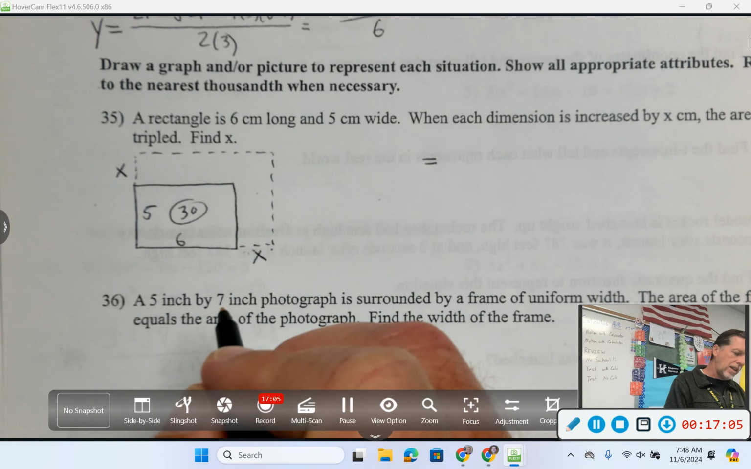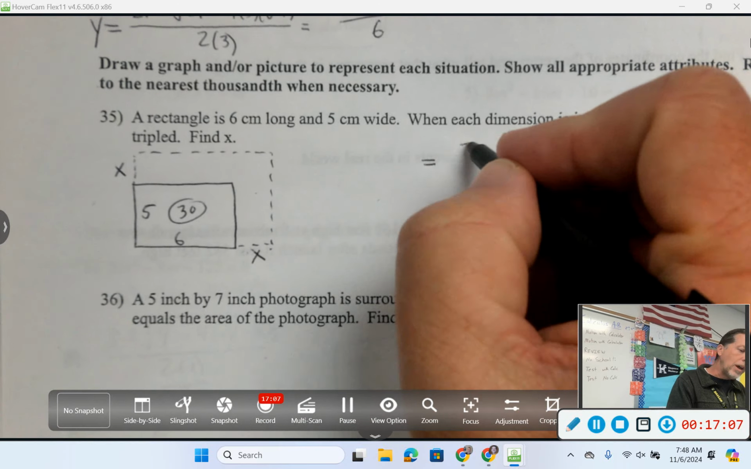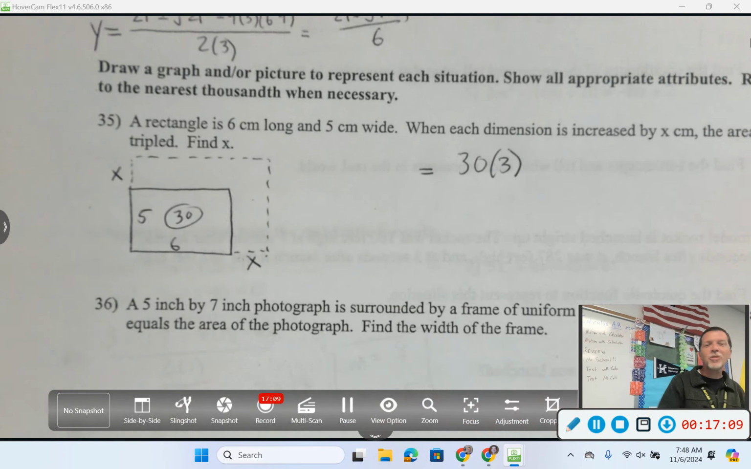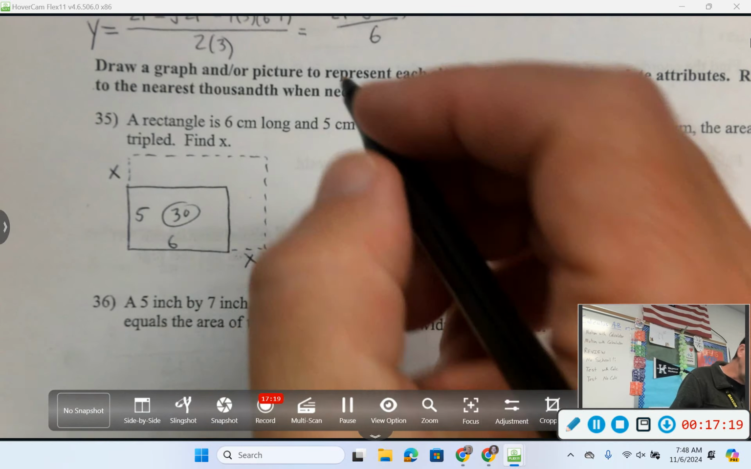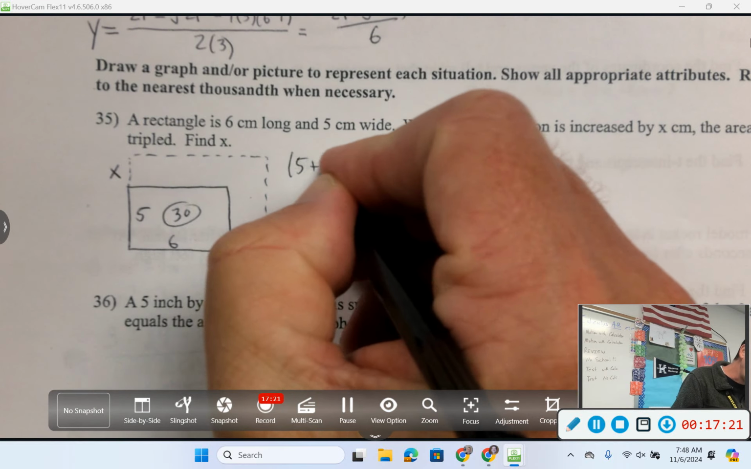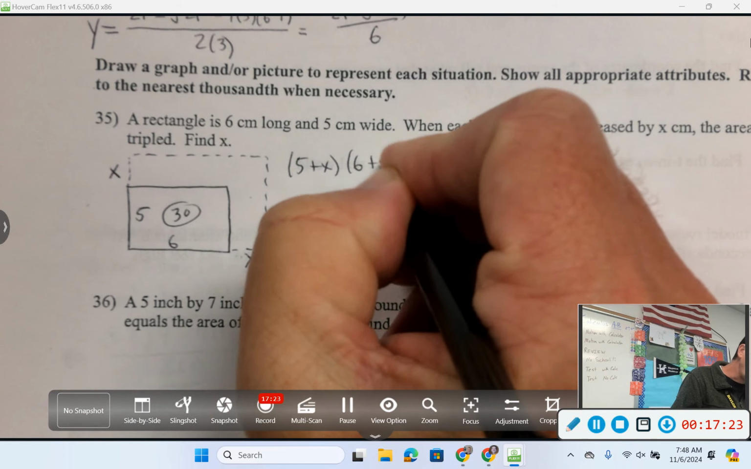Well, what's an expression for our new area? One side is to say it's 30 times 3. That's true. But what about the equation side, Jackson? 5 plus x times 6 plus x. We're still doing length times width. So 5 plus x times 6 plus x.